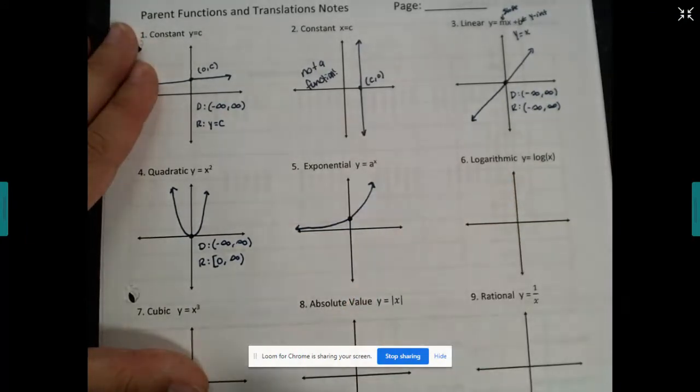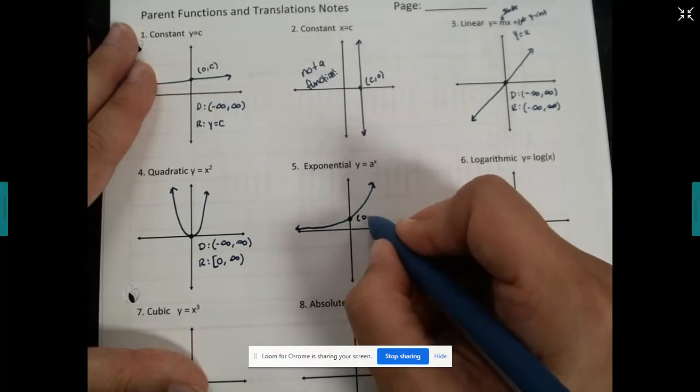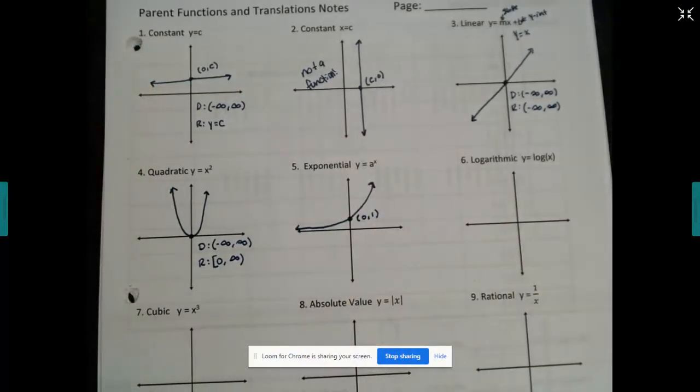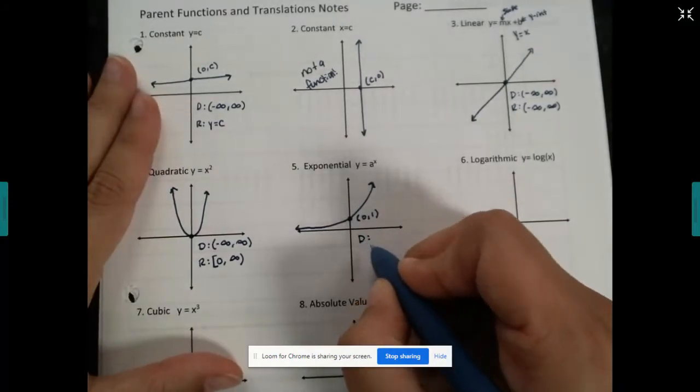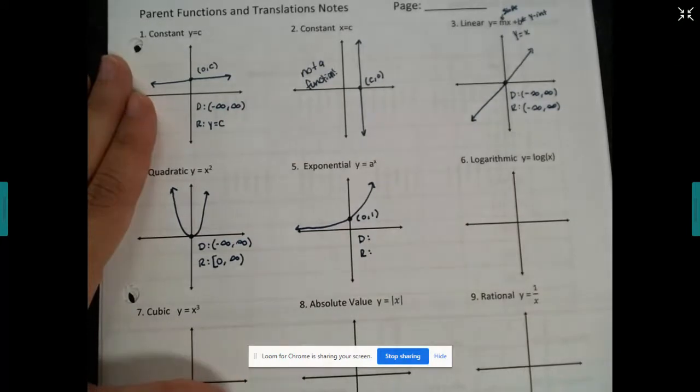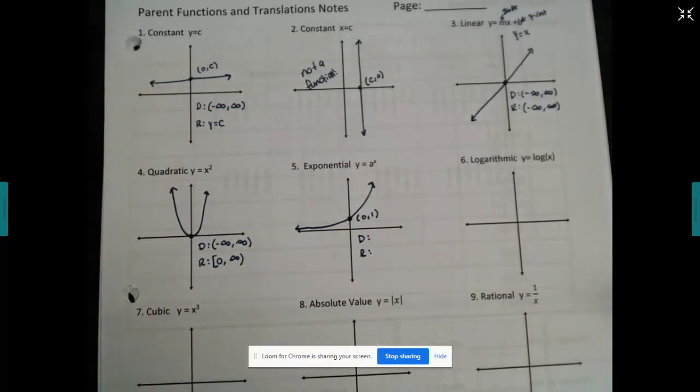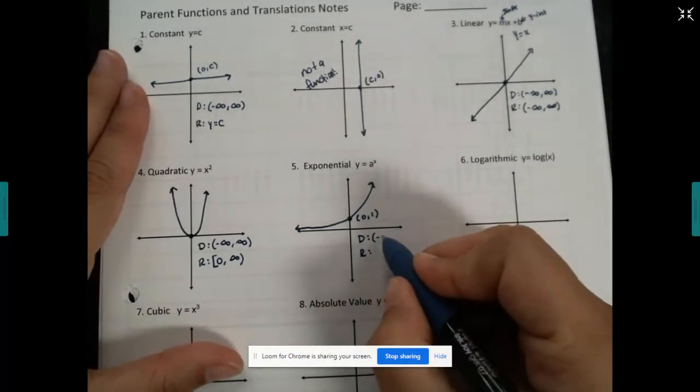And it has a y-intercept at 1, so the point 0, 1. And that's the case no matter what a is. If a is 2, if a is 3, if a is 100, your y-intercept is going to be 1. As long as you don't have any adding or subtracting. So then for our domain, we have two arrows. One's going to the left forever, one's going to the right forever. So negative infinity to infinity.